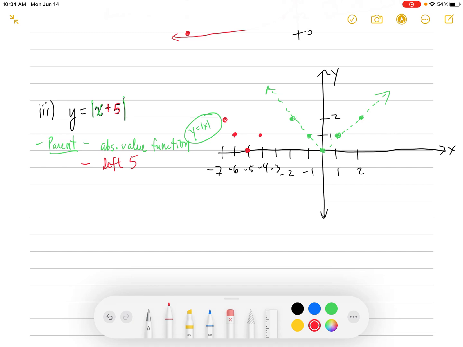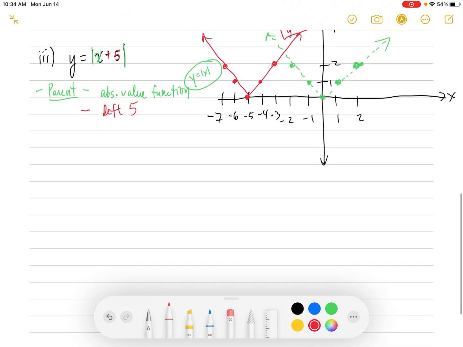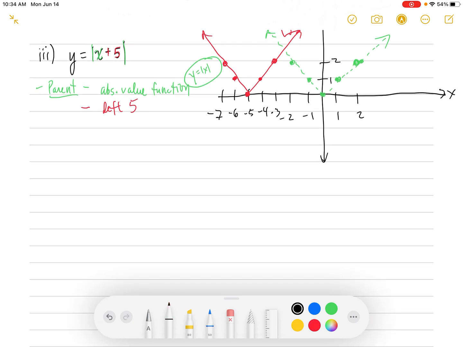And let's take 1, 1, and move it left 5. 1, 2, 3, 4, 5. It's at negative 4, 1. And now as far as 2, 2, that's supposed to be about here. Let's move it left 5. 1, 2, 3, 4, 5. It'll be at negative 3, 2. You graph that and you get this red V. This is y equals absolute value of x plus 5. I'm going to put that in a box to indicate that's my final graph.